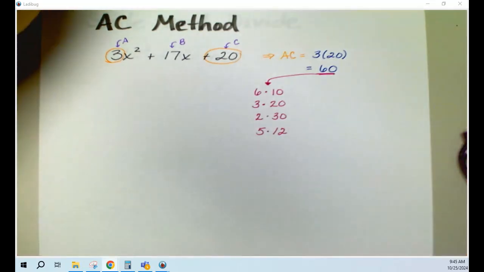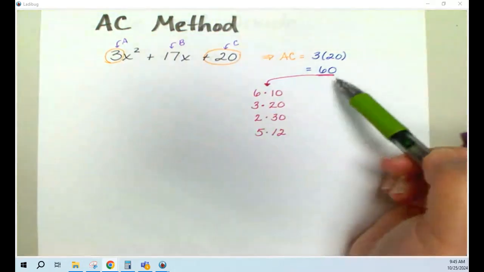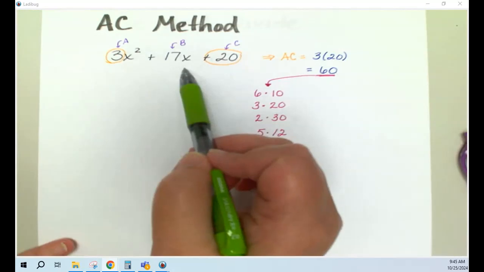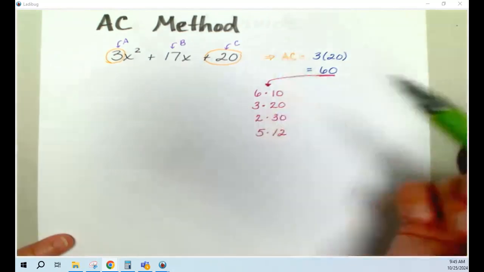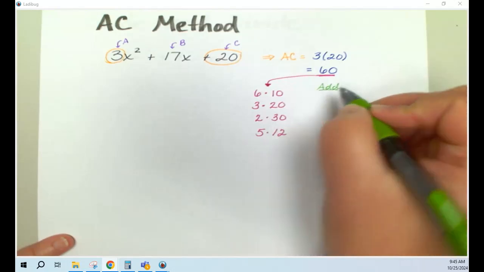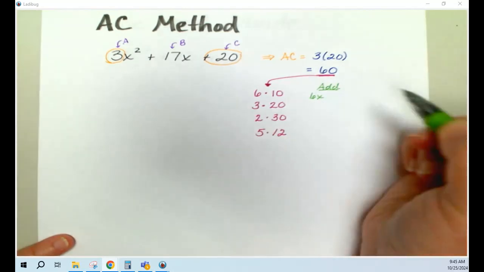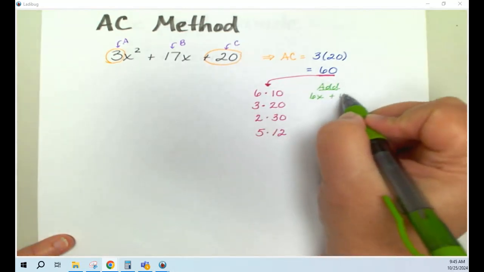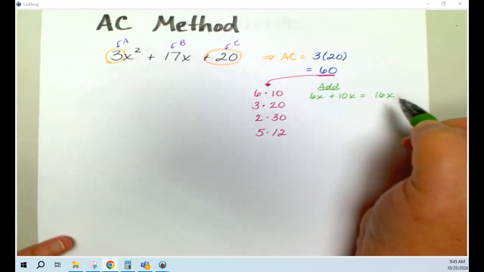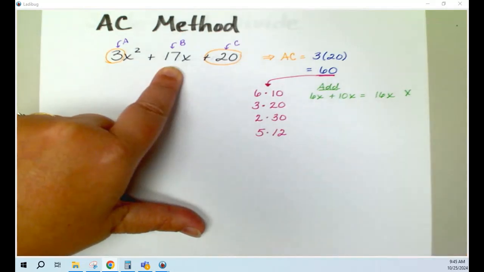So let's check these out and see if any of these will potentially work for us. What we're going to do is use these numbers here to replace that 17x, and so we're going to look at adding these. So if I made this like a 6x plus 10x, but notice if we add those two together, we get 16x, which is not the 17x. So it's not that one.